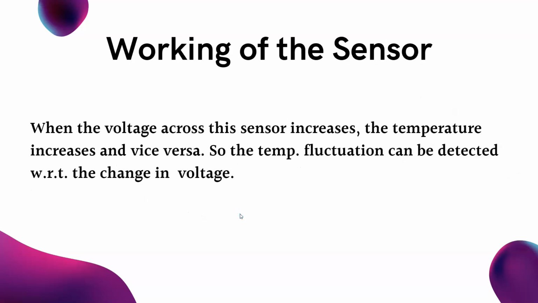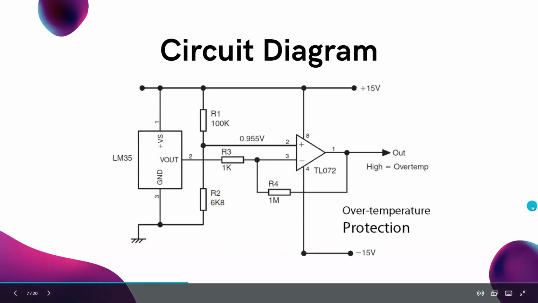Now what is basically the logic? When the voltage across this sensor increases, the temperature increases and vice versa. So when a higher voltage flows across this sensor, a higher temperature is going to be noted, and when a lower voltage flows across this sensor, the temperature noted will be lower, and in this way we can calculate and plot the temperature fluctuations. So the temperature fluctuation can be detected with respect to the change in the voltage across this sensor.